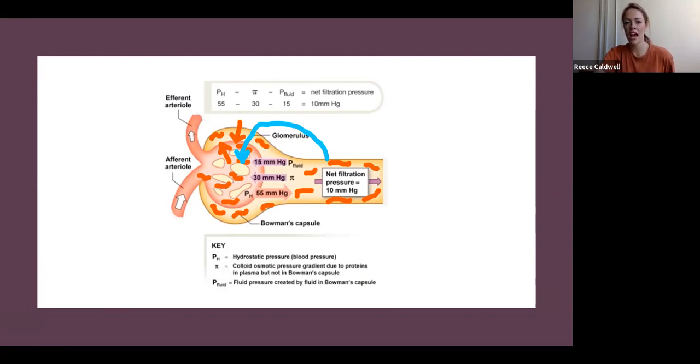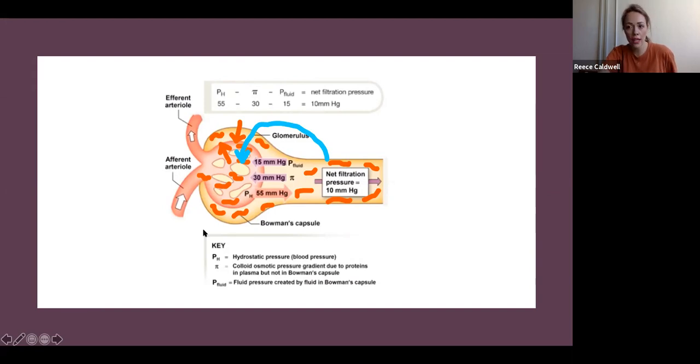So what we're looking at now is the driving force of filtration. So we're looking at what actually causes blood to leave the glomeruli, enter into the Bowman's capsule, and be pushed into the nephron itself, all of those tubules. So what actually causes this?